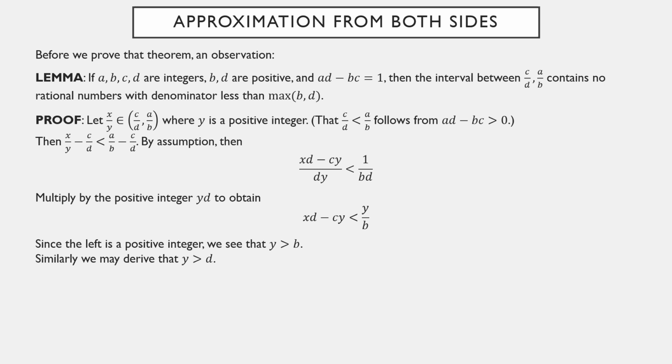So y has to be larger than b, and you can do a similar argument using not the interval from x over y to c over d, but the interval from x over y to a over b, and you'll show that y has to be larger than d. So the denominator y on our arbitrary rational number belonging to this interval has to be larger than both d and b. And this was on the assumption that ad minus bc is 1.